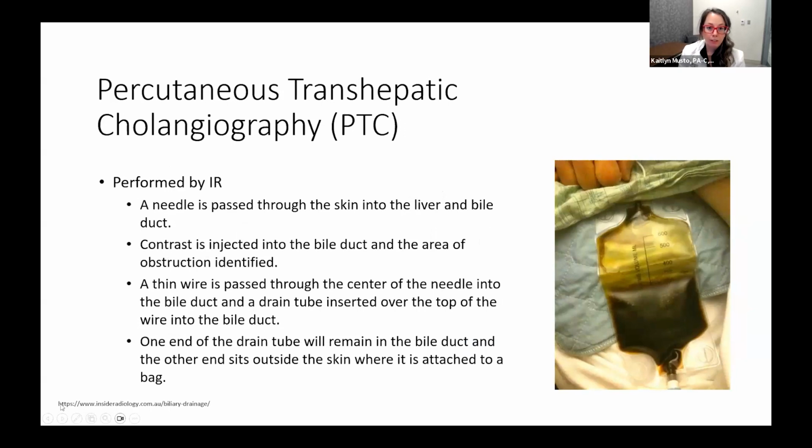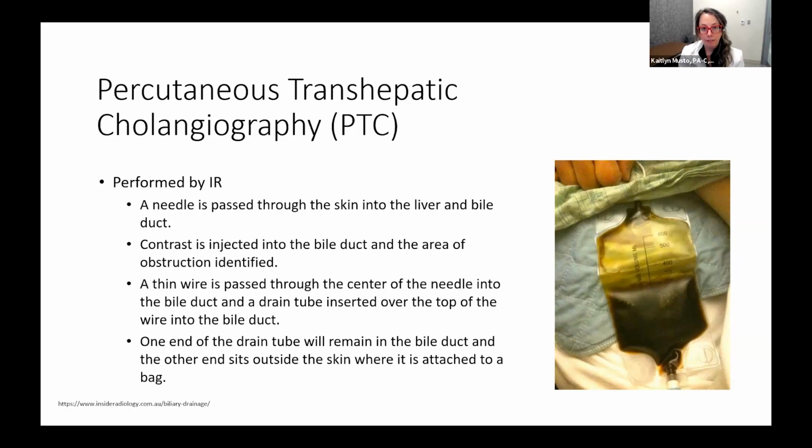So a percutaneous transhepatic cholangiography, or PTC. This is performed by IR, and this is a procedure that can be done to place a biliary drain. And a lot of times you may hear an external drain, a biliary drain, a PTC tube, all those types of terms. And this is where it comes from. So this procedure is performed by interventional radiology.